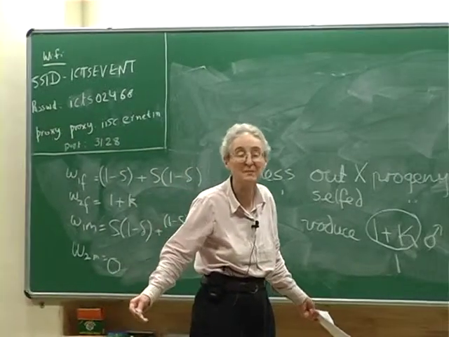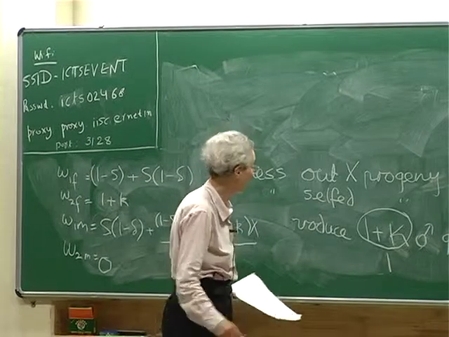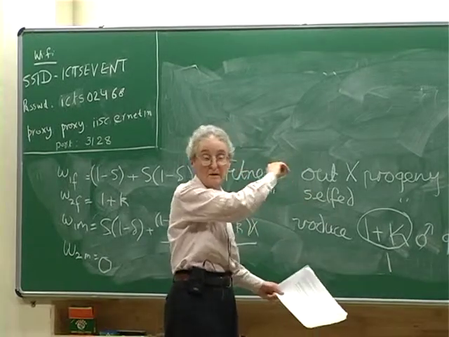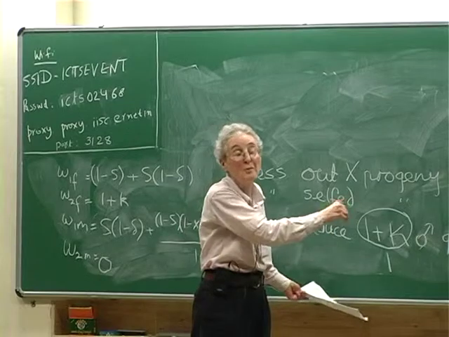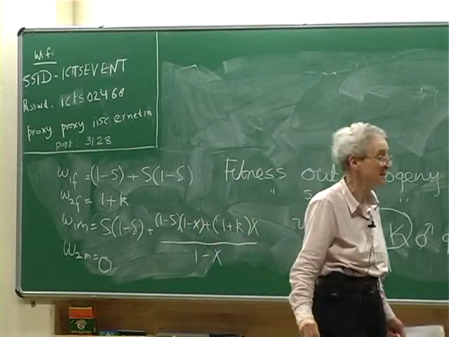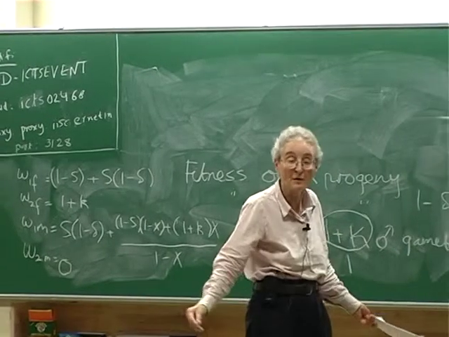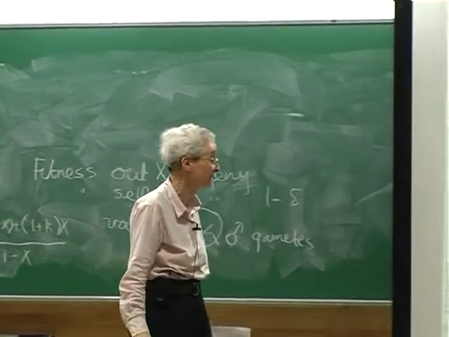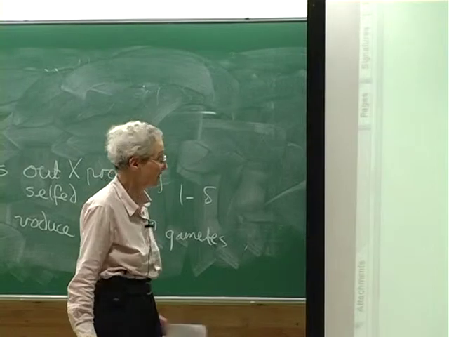We've assumed non-overlapping generations. We've worked out the fitness as the gamete contributions in the progeny from the parent generation. We haven't worried about the possibility that this could be an organism with overlapping generations, of course. And I think I'll skip the last one.